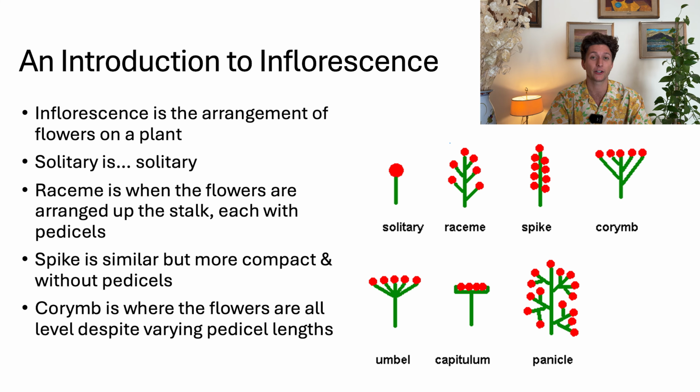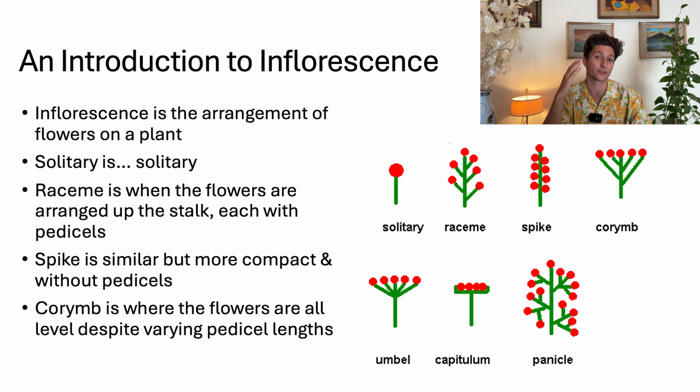We'll start with the very obvious one, which is solitary. A solitary inflorescence is simply where a flower is born on its own pedestal by itself. There can be multiple solitary flowers on a plant, but it just means that each pedestal and each breakout flower is by itself. Then we have raceme, which is when the flowers are arranged up a stalk, each with their own pedestals. Following this, we have a spike, which is similar.